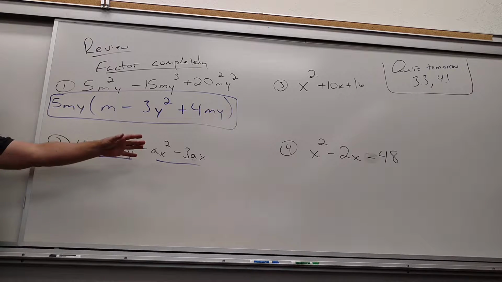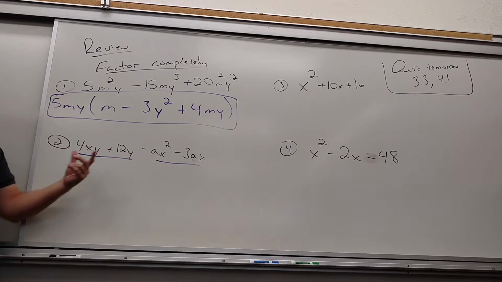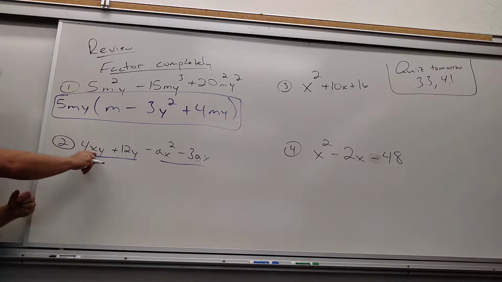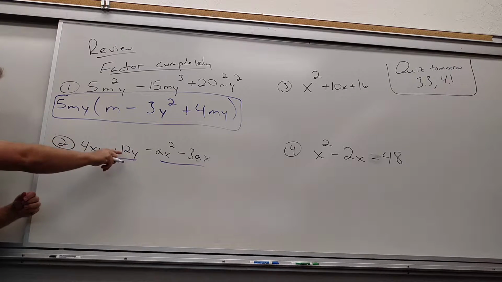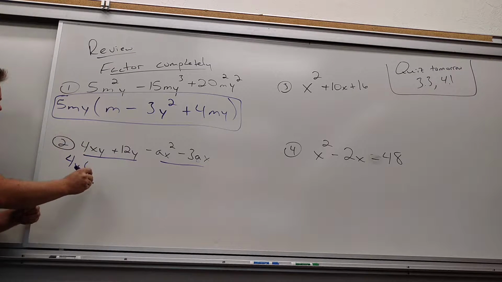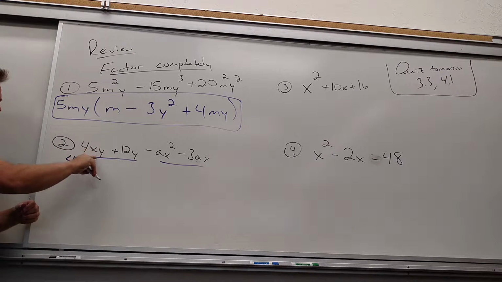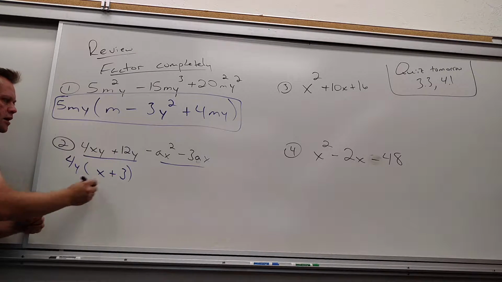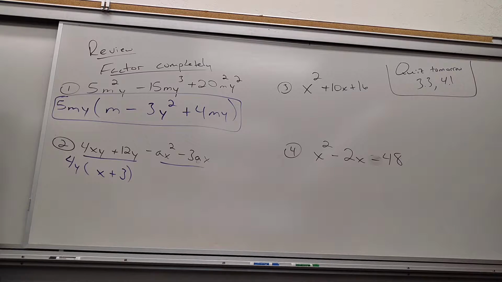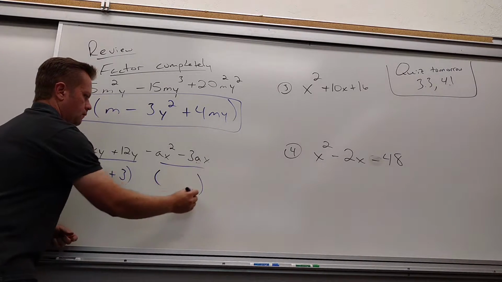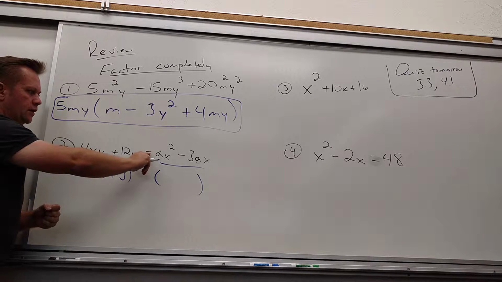I will group them. We'll call it grouping method. And then, so what comes out of the first group? 4Y, I like it. That poor little X dude is left alone. 12 divided by 4 is 3. Took the Y, I like it. So you know you want X plus 3 to show up over here. So then what do you have to take out of both?